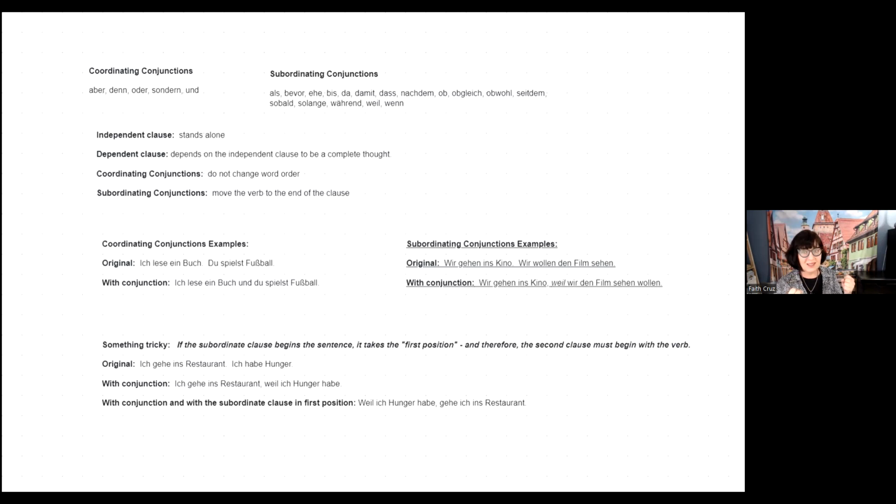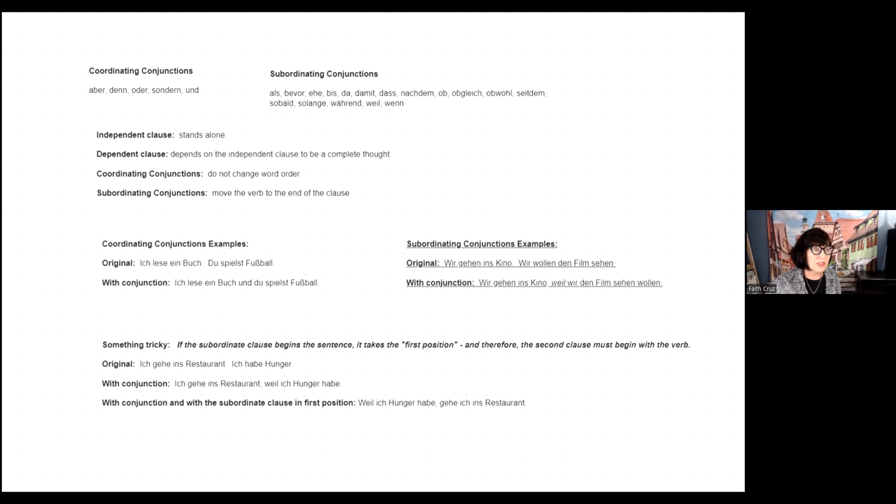So an independent clause stands alone. It is a full sentence without any help. It has a subject, a verb, and a complete thought. So when we use the coordinating conjunctions in German, they do not change word order.